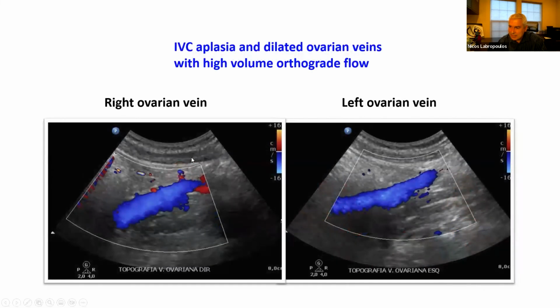And here you see the right ovarian vein with flow towards the heart, and the left ovarian vein also flows towards the heart. So these are very dilated veins, right? They were 11 and 14 millimeters. That's huge, but there is no reflux. So you have to be careful while we're treating sometimes, okay? So these are collaterals for a patient having aplasia of the vena cava.